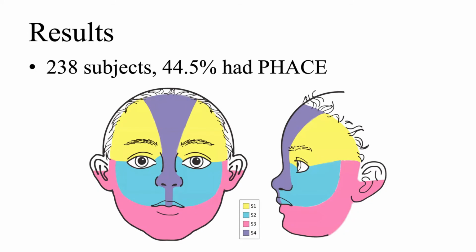So we ended up with 238 subjects that were included in the analysis, and 44.5% of those patients had PHACE syndrome. This is a reminder of those facial segments that we use in terms of talking about what the risk is for some of our patients.